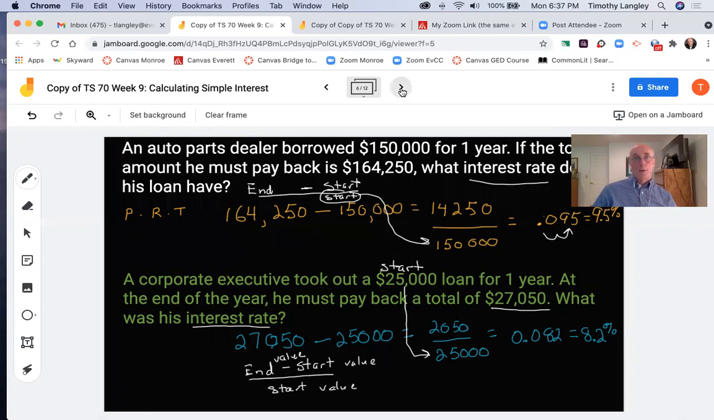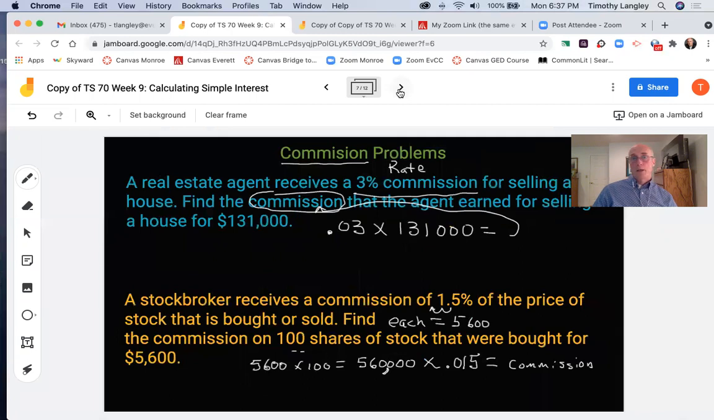Okay, so we talked about that, and we also introduced the idea of commission. The commission is how much money somebody makes if they make like 5% of something. 5% of means times, so 0.05.